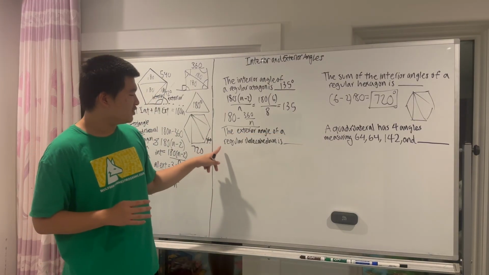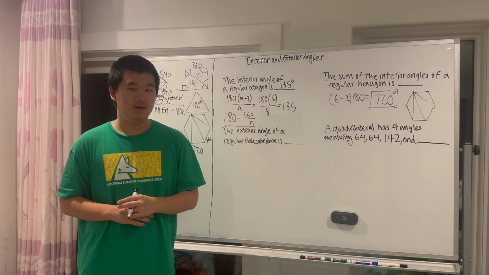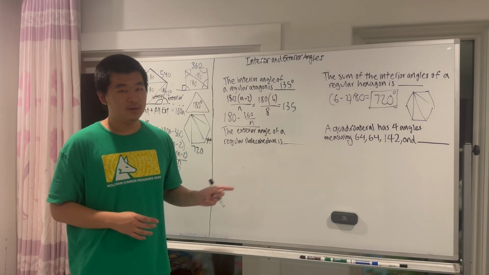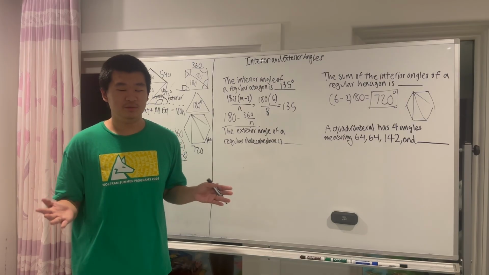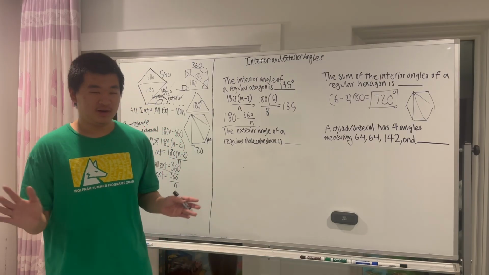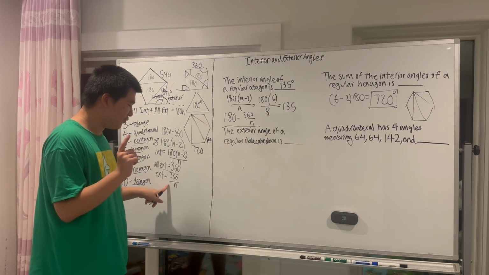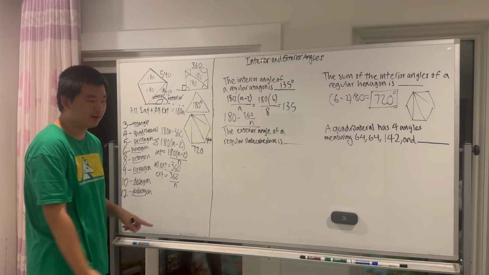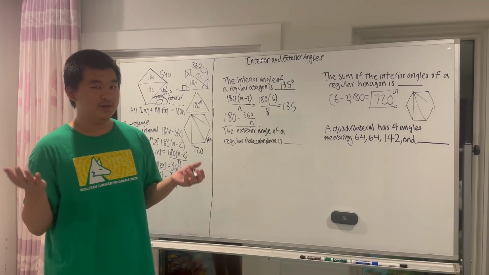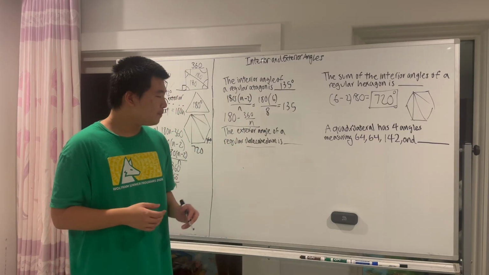Okay, next question. The exterior angle of a regular dodecahedron is blank. I'm not going to lie, the hardest part about this problem is remembering what a dodecahedron is. Once you remember that, you're done. Because the exterior angle, each exterior angle, remember, is just 360 over n. It's just a division problem. What's 360 over n? And the hardest part is figuring out what n is. How many sides does a dodecahedron have?